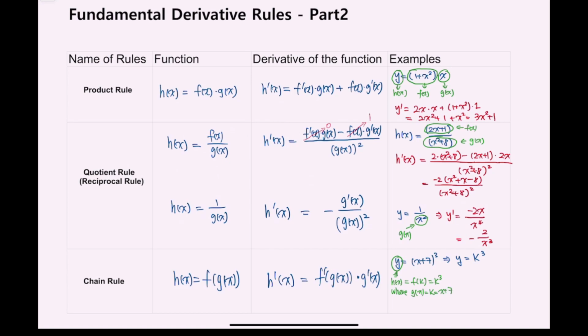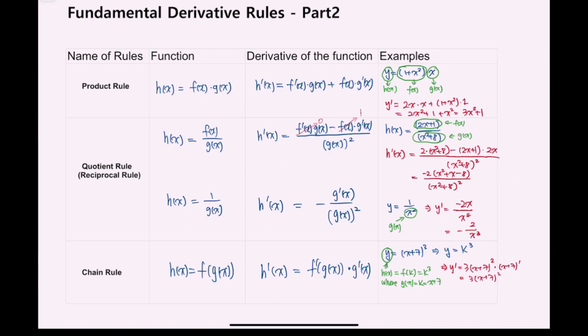So derivative of this y function, y', is 3 times (x plus 7) squared, just like doing the power rule, times, we need to find the derivative of the g(x) function, which is (x plus 7)', that is 1, simplified to 3 times (x plus 7) squared. Rule stays the same whether you have a positive exponent with polynomial or negative exponent with polynomial.